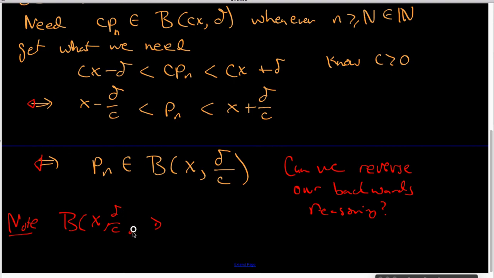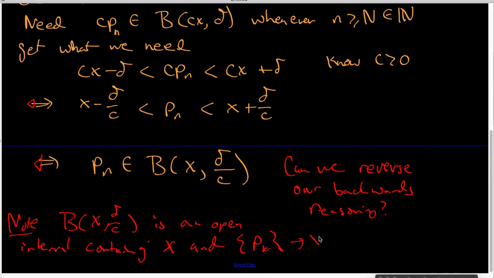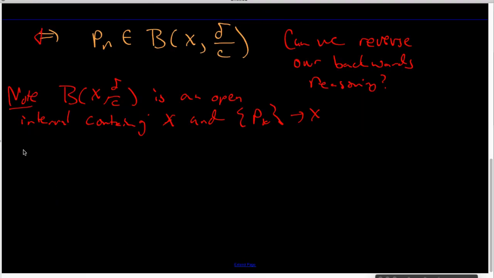Let me clean up my notation. That ball is an open interval containing x, and we do know that the pKs go to x. So we do know that we can trap the tail of this sequence of pKs inside that open ball. And that's also worth writing down.